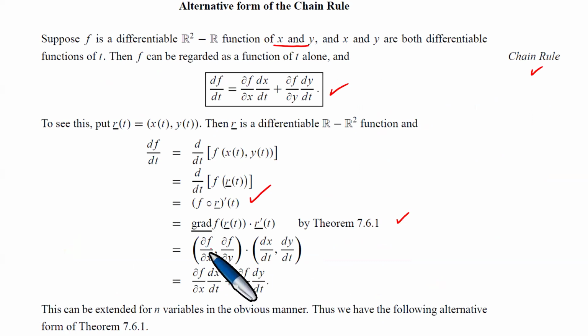Now taking the dot, it is component-wise multiplication, so that you have df dx. We note why this dot is important, because the gradient of the f function is df dx, df dy, and we shall discuss this. But now r primed of t itself is obviously an R2 function, and therefore you do component-wise differentiation, and now it becomes dx dt, dy dt. Taking the dot, component-wise multiplication, df dx, dx dt, plus df dy, dy dt. This can be extended for n variables in the obvious manner. Thus, we have the following alternative form of theorem 7.6.1, and we proceed as follows.